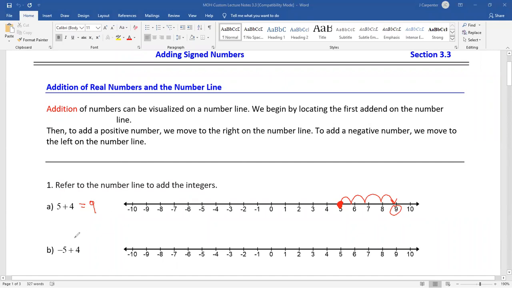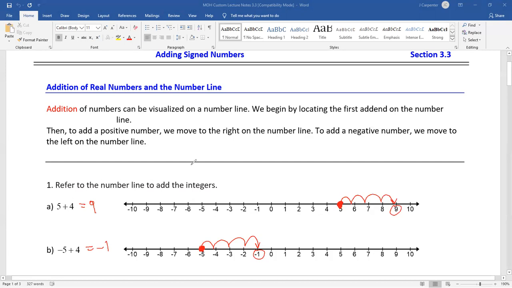Negative 5 plus 4, now we would not have seen that up until today. So we start on the negative 5, which is over here. We start with the first number, and then the next thing tells us how to move. Because that's a plus 4, we move to the right 4. If it said plus negative 4, then we would move, you guessed it, left 4. So right 4, 1, 2, 3, 4, and we end up at negative 1.